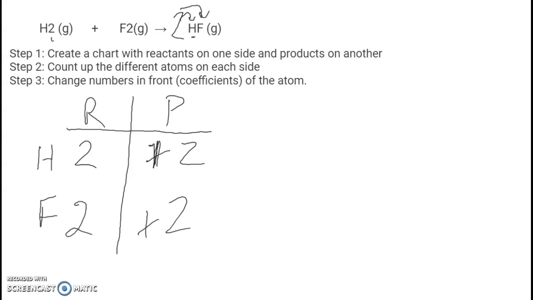This coefficient now allows me to have a balanced equation. I have two hydrogen on my reactant side. I have two hydrogen on my product side. I have two fluorine on my reactant side, and I have two fluorine on my product side.